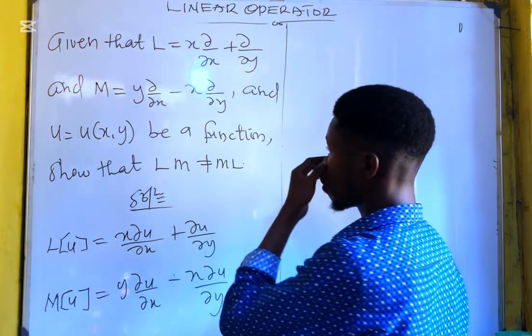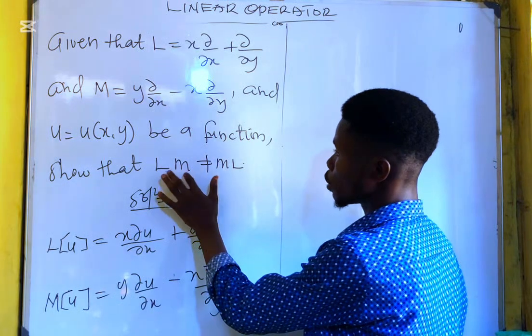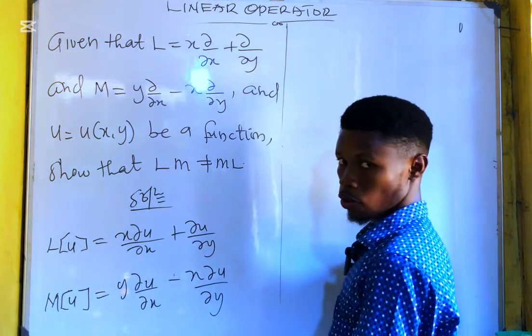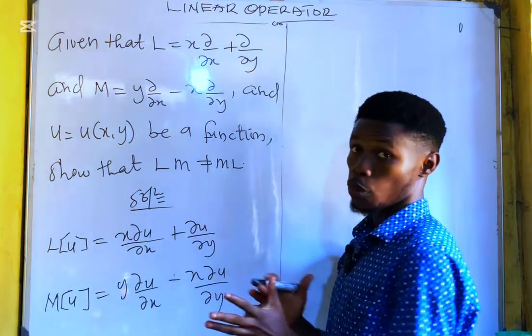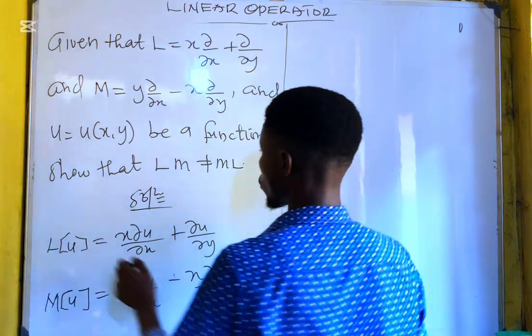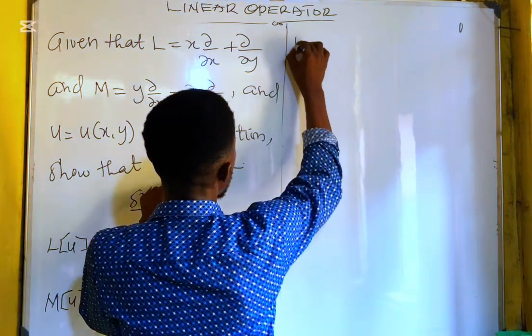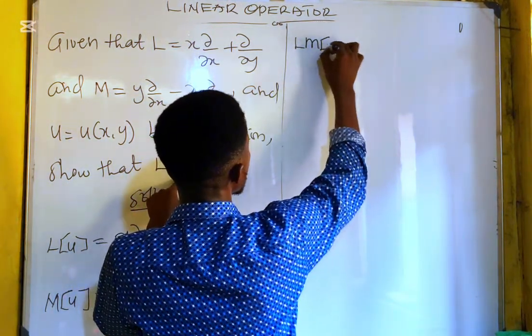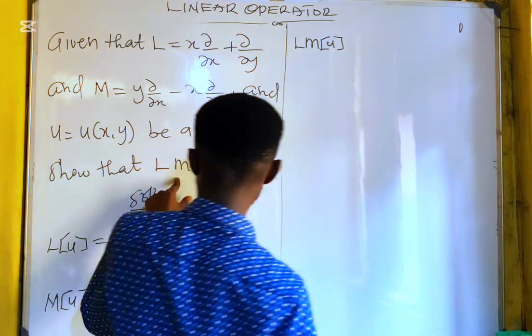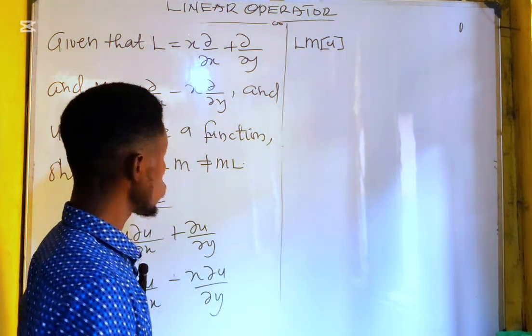Now, the first thing you are going to do is take this one first and work it out. Then I come and take the other one, and then you compare if they are equal or not. That's all. So first, I'm going to have LM operating on the function u. That is how you are going to do it.